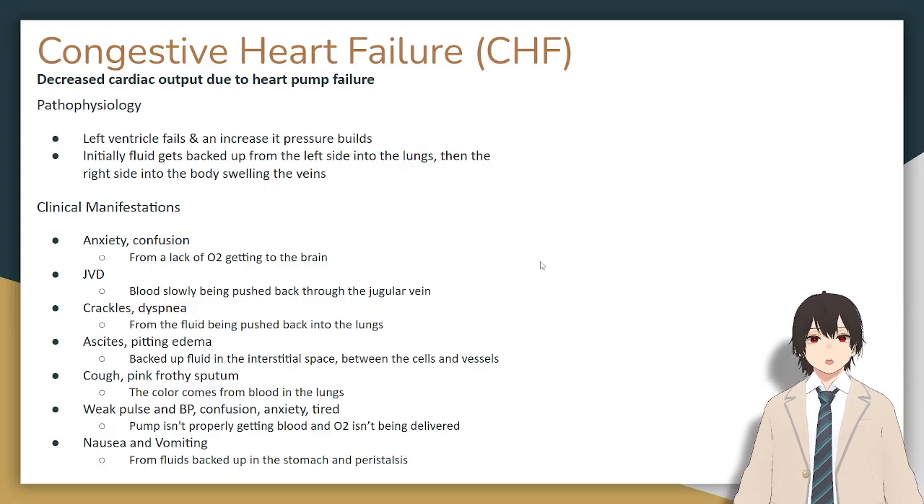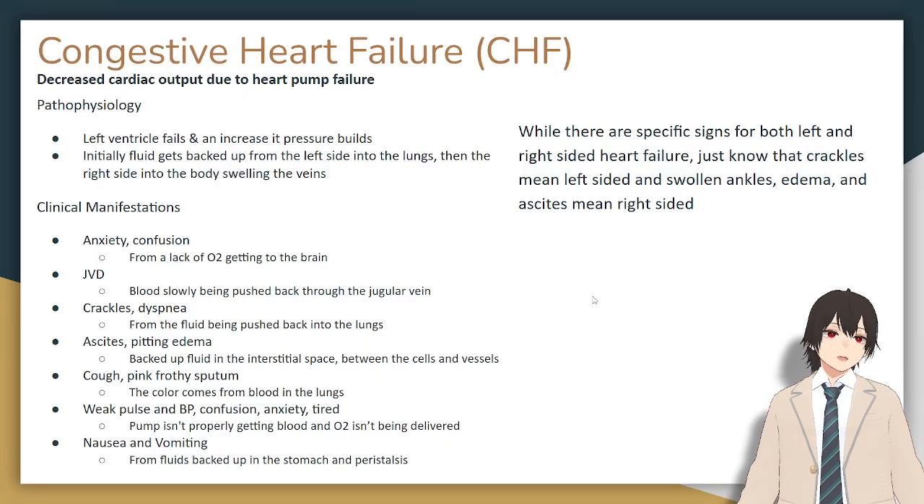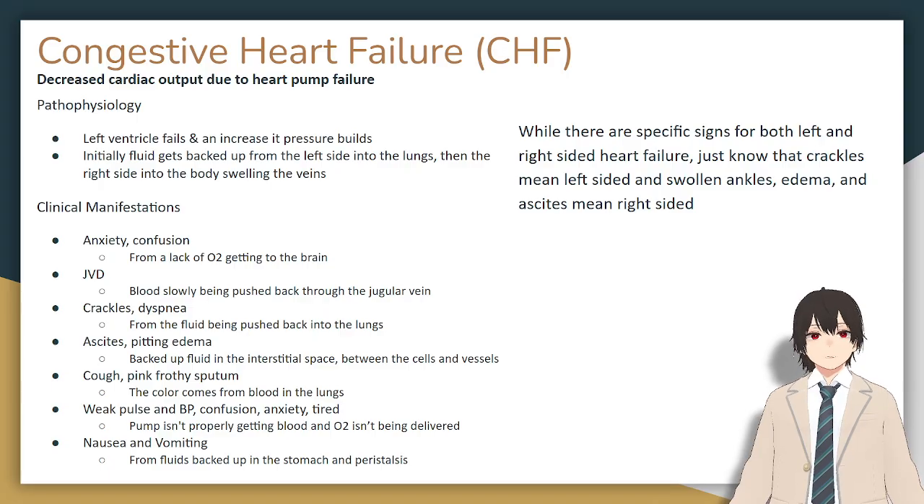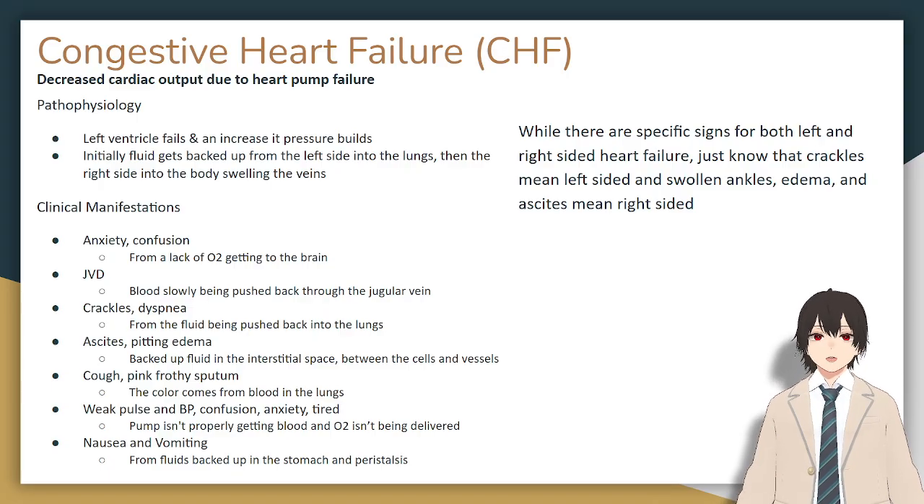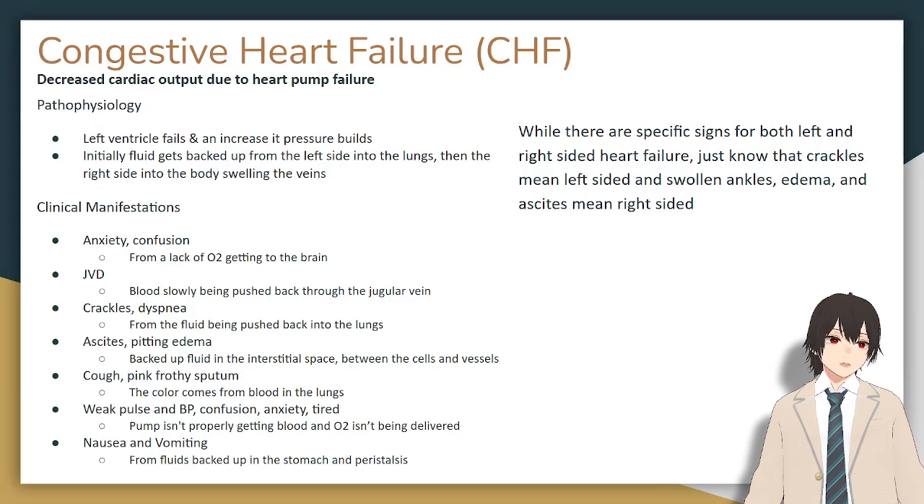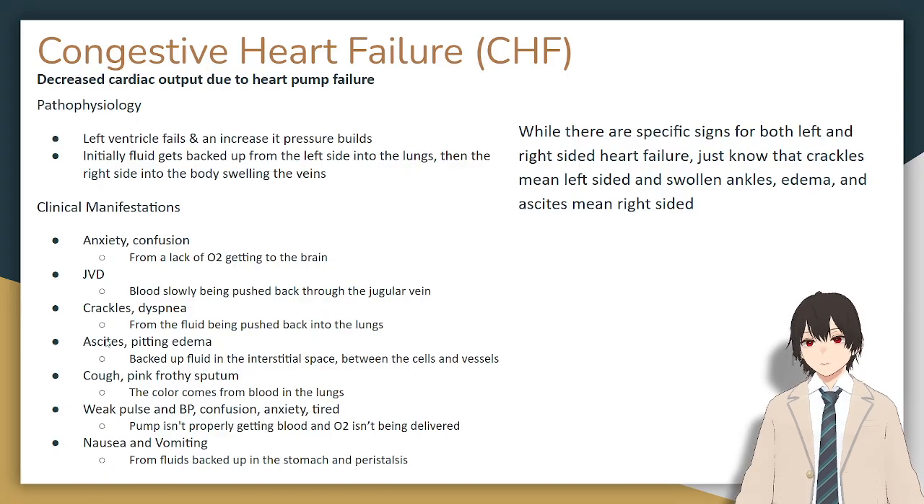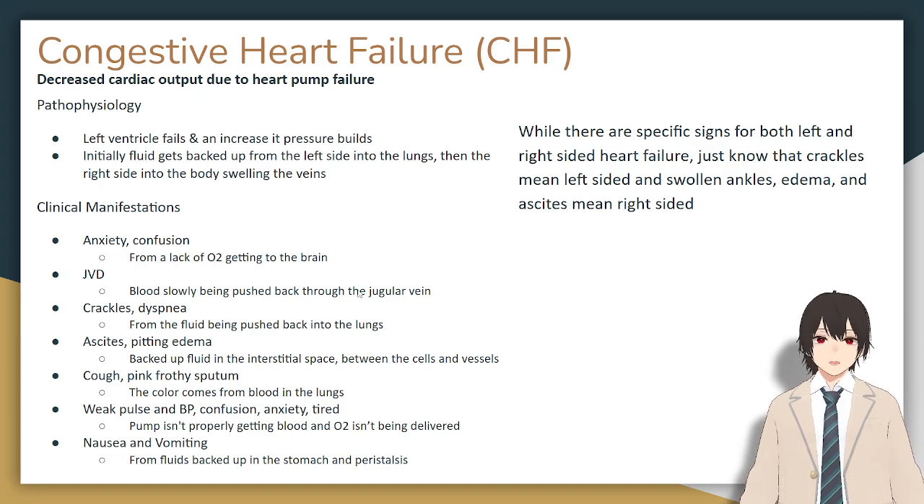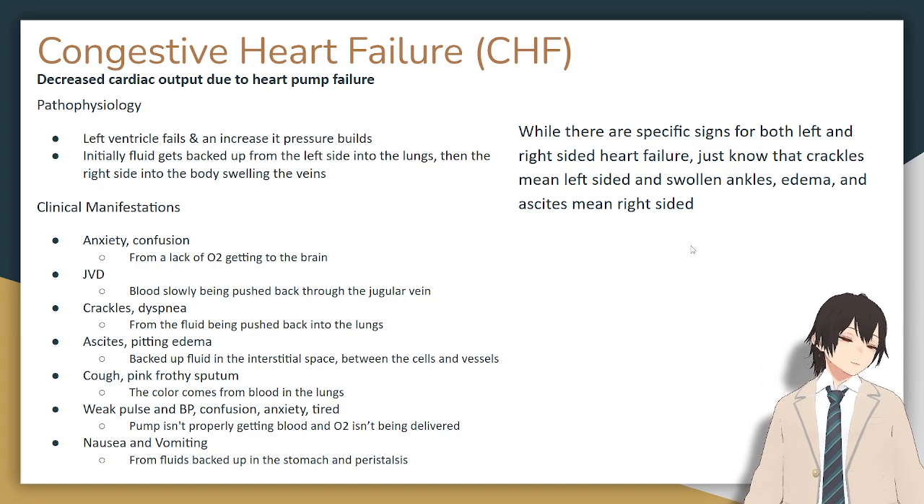Okay. So there are going to be specific signs for left versus right-sided failure. On a very basic level, you can just summarize knowing that left side is the crackles, okay? Any of the lung and respiratory related symptoms, I want you to think left-sided. So that's how I remember it. Left for lungs, and then right for rest of the body. That's where the swollen ankles, the edema, the ascites, JVD, these are all right-sided symptoms, okay?